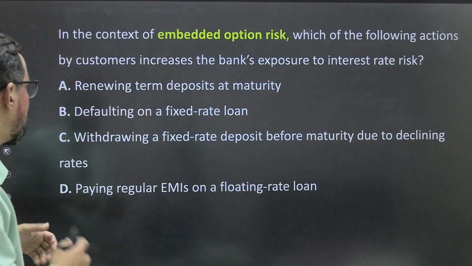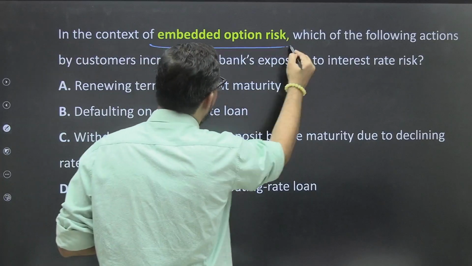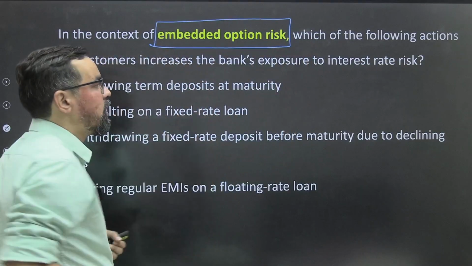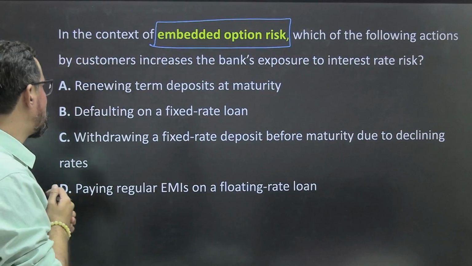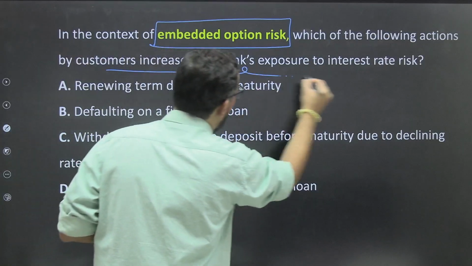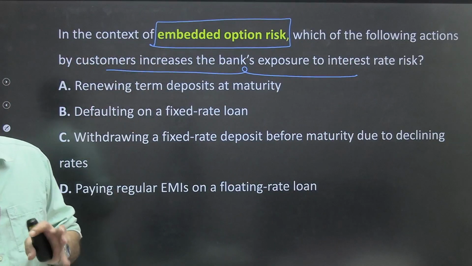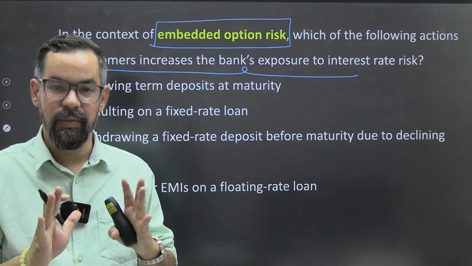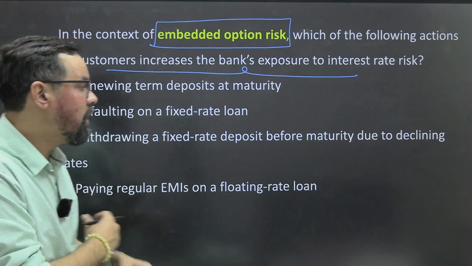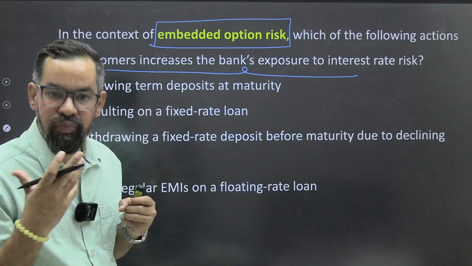Chalo, next question. In the context of embedded option, now we will talk around embedded option. Which of the following action by customer increase the bank exposures to interest rate risk? Now it is about embedded option. I hope you guys remember this particular one. Embedded option is something, this option belongs to a customer, right?